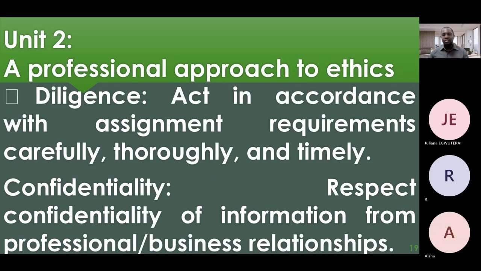And the next thing is diligence, your own personal input, doing the necessary, acting in accordance with assigned requirements carefully and thoroughly and timely. Your diligence in empowering yourself is key in your professional development. Also, confidentiality. Respect confidential information from professional and business relationships. That's number 4. So we've finished professional competence and due care.